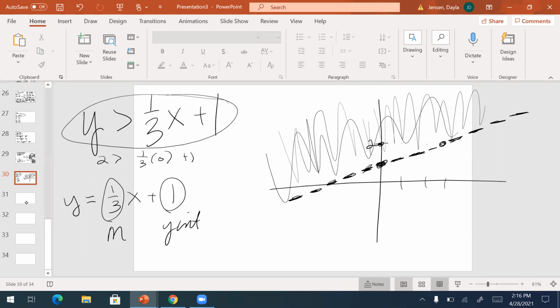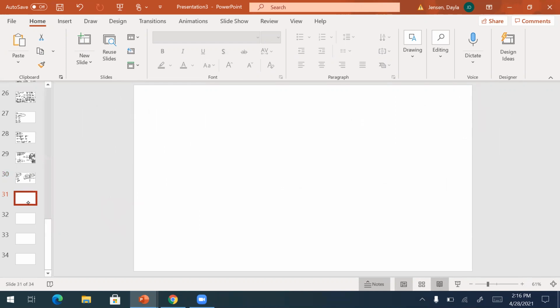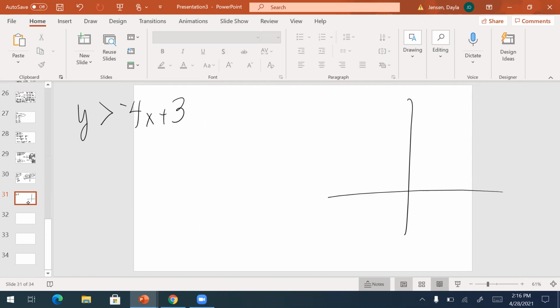So let's do another line. y greater than negative 4x plus 3. Graph that line. It crosses the y-axis at 3. That's the intercept, but it has a slope of negative 4 over 1. So I'm going to go down 1, 2, 3, 4, and over 1. Negative slope. So, oh my gosh, I missed it completely, didn't I?